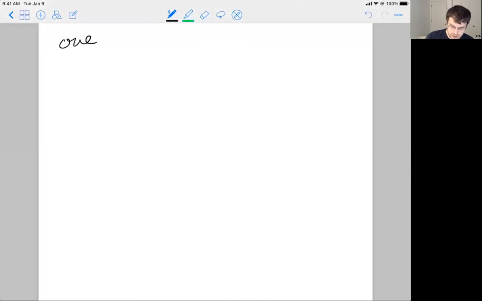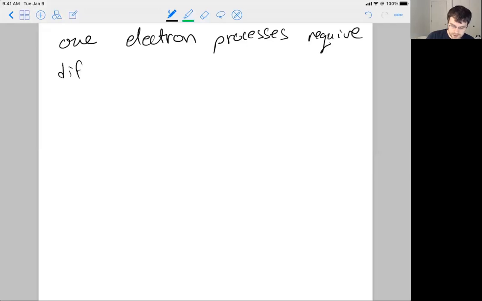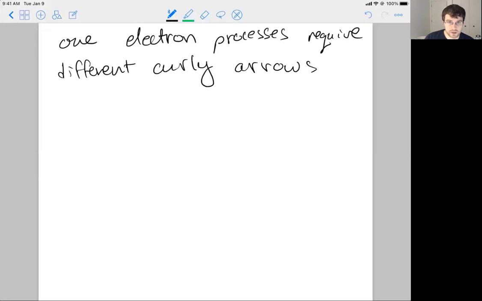So 1 electron processes require different curly arrows, because we need to accurately communicate where the electrons are going. The electrons are going to do their thing. The arrows are just things for us to communicate to each other. And so what we want to do is find a way to clearly communicate when it's a 1 electron process, such as homolysis, versus a 2 electron process, such as heterolysis, or when we're forming covalent bonds by attracting positive and negative charges.